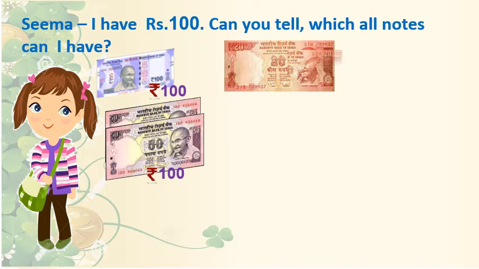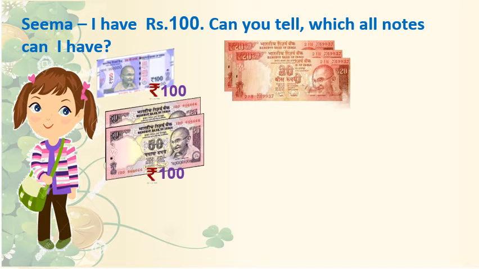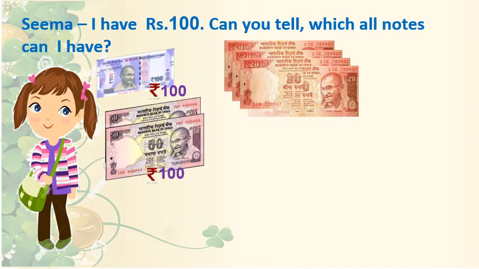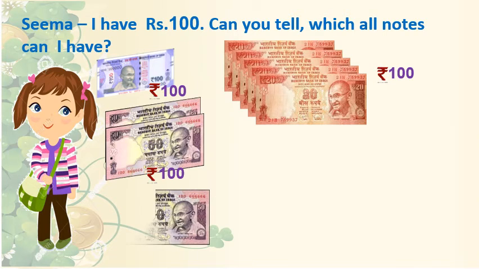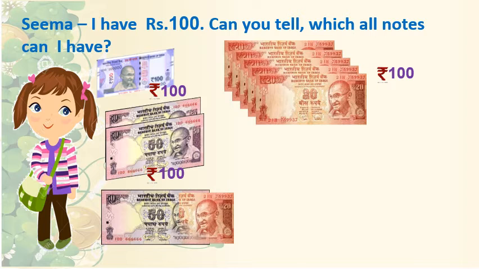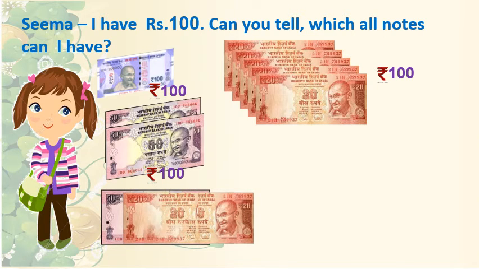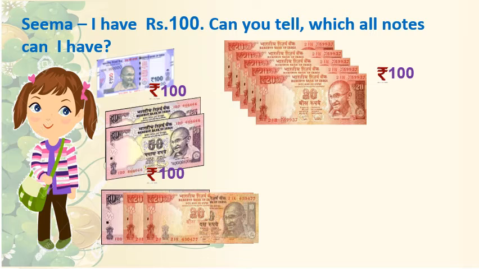Now 20 rupees 1 note, 2 notes, 3, 4 and 5. Isn't it? That also became rupees 100. Next, 50 rupees one note, 20 rupees one note, 20 rupees another, and 10 rupees. 50 plus 20 is 70, plus 20 means 90, plus 10, that is 100.